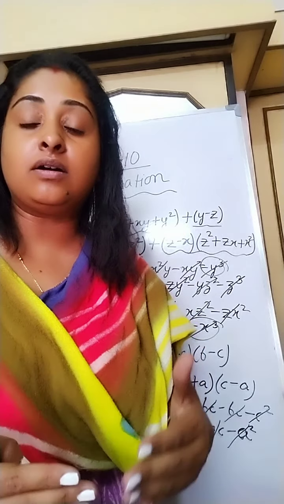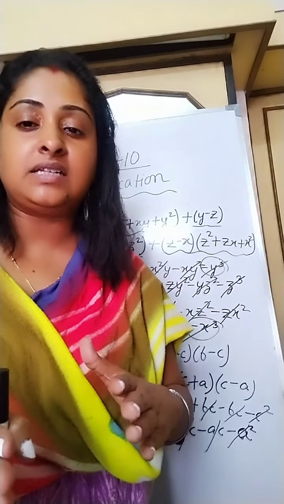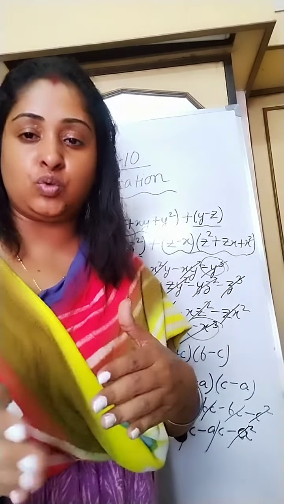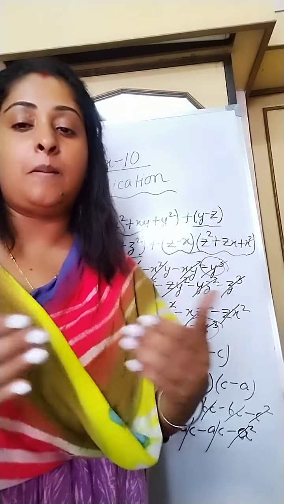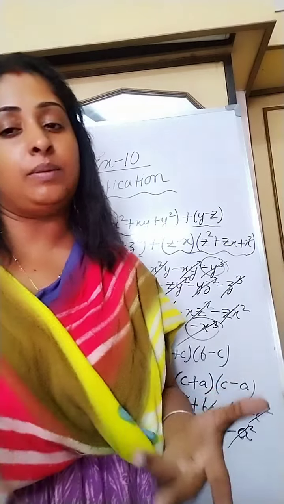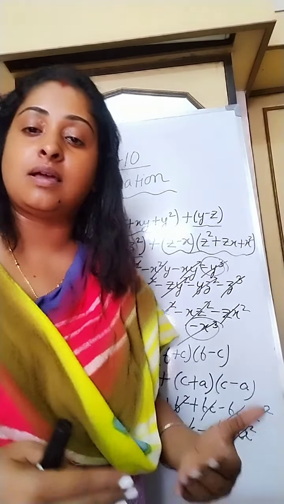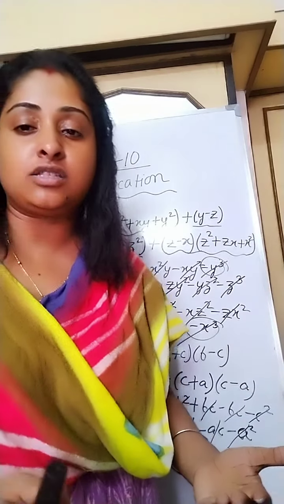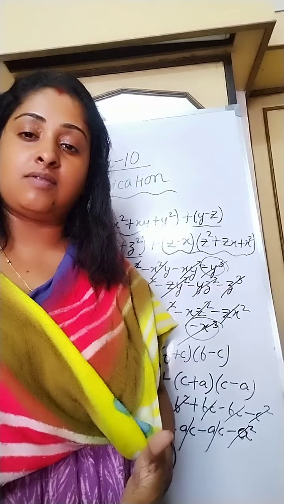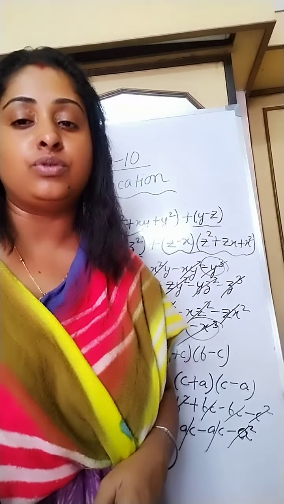Why? Because always positive same number and negative same number gives you 0. That means plus 2 minus 2 is 0. Plus 3 minus 3 is 0. Likewise, plus a minus a will be 0. Plus 2a minus 2a will be 0. Plus 2x minus 2x will be 0. Plus 3b minus 3b will be 0. Plus 7y minus 7y, having same number, opposite sign, will give you 0 only.